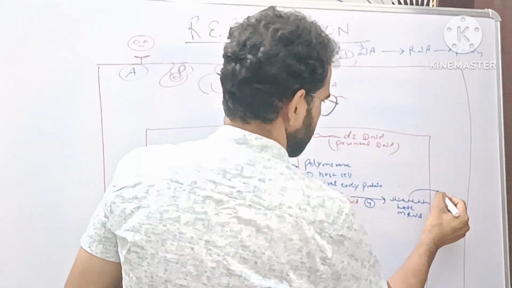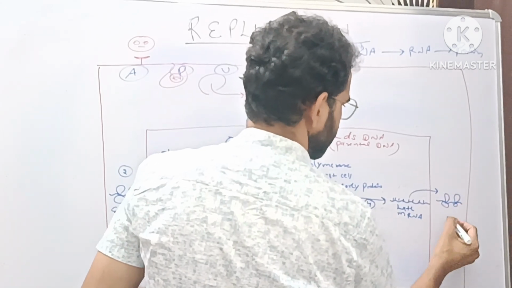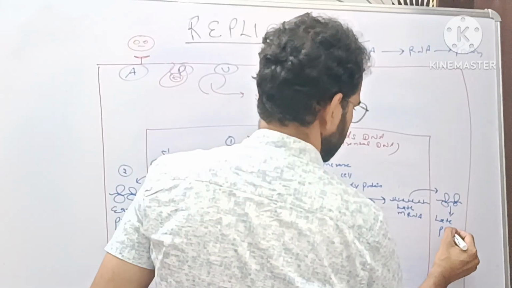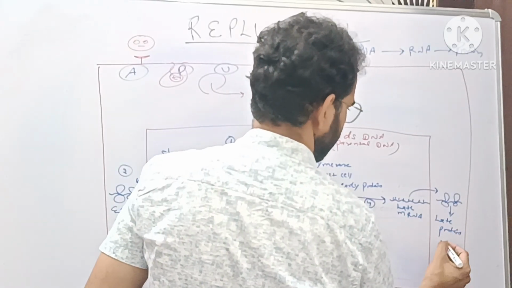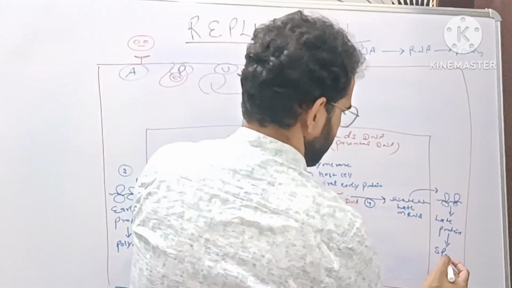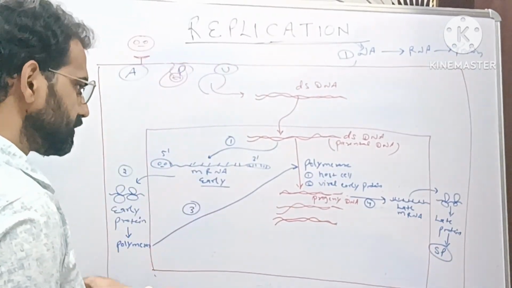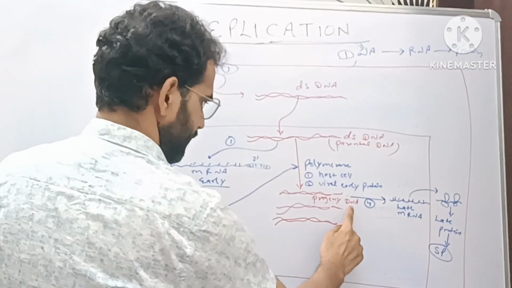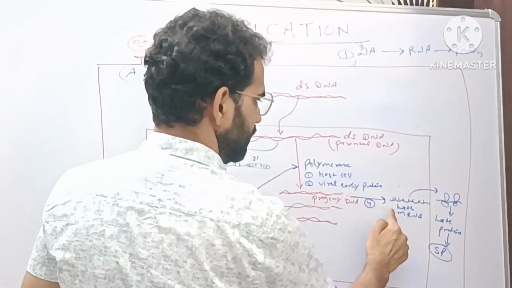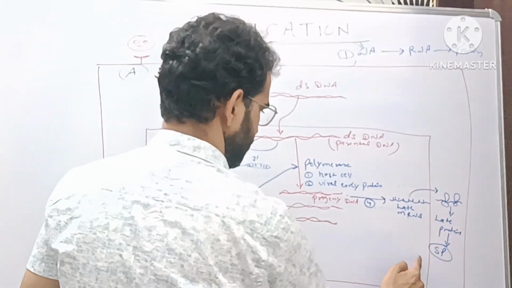They come out in the cytoplasm and make some proteins, and these are known as late proteins. Late proteins are nothing but structural proteins. So this progeny DNA makes mRNA by transcription, and this comes out in the cytoplasm and makes late protein, structural protein.